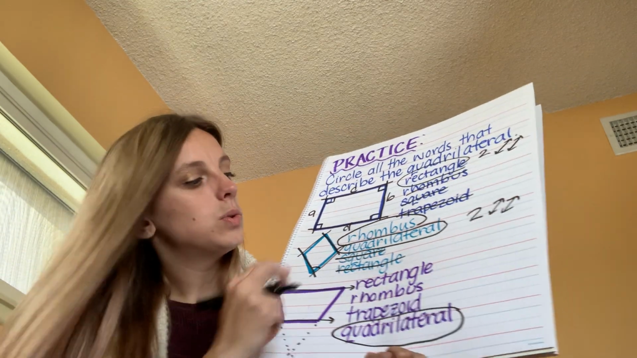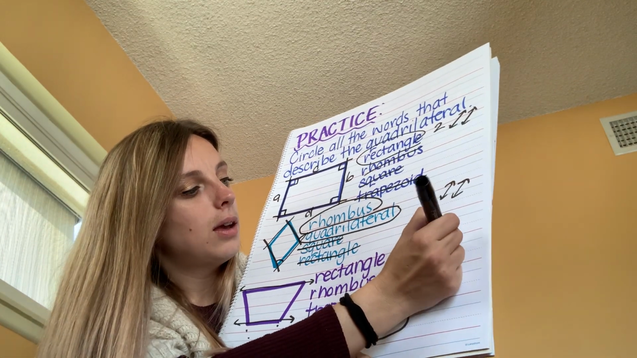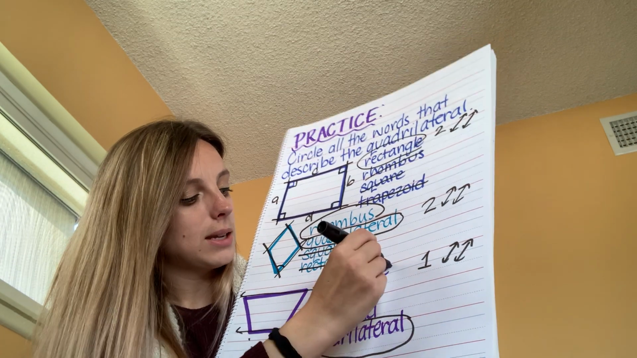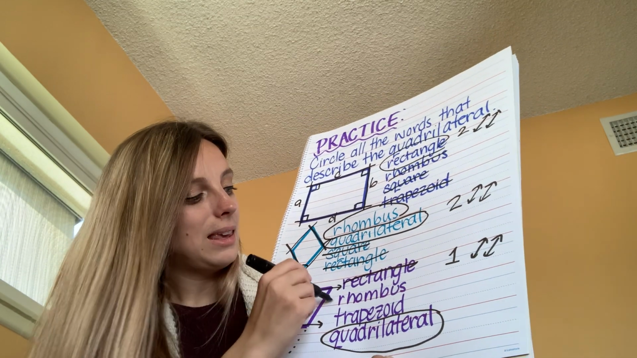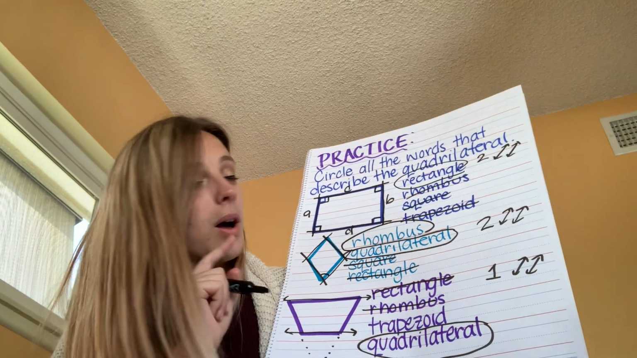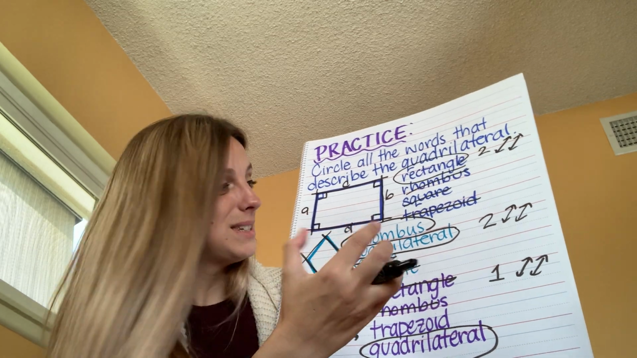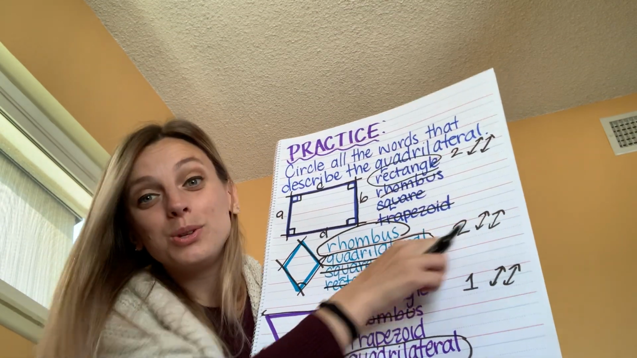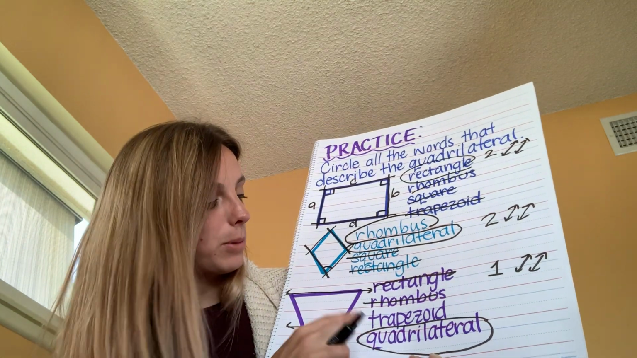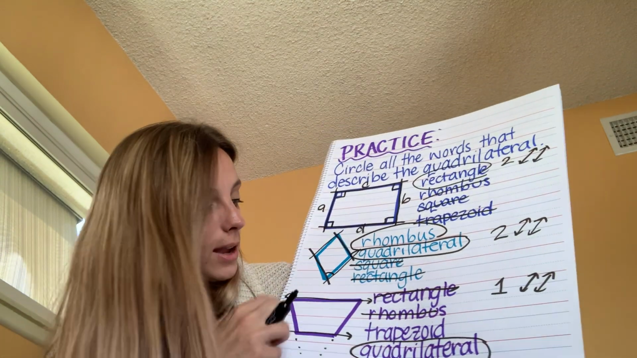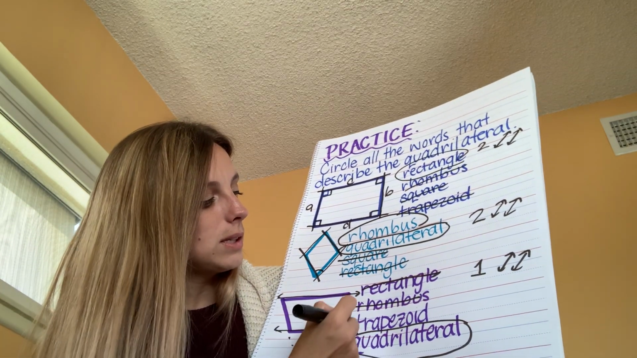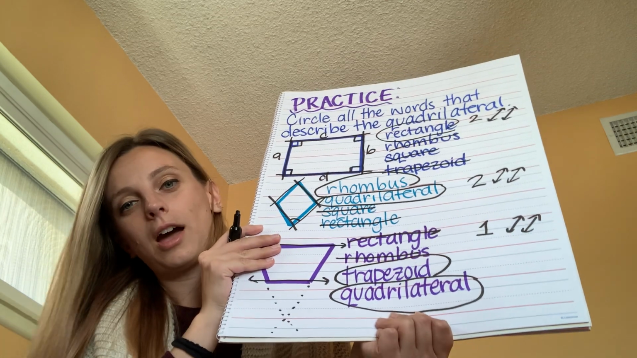So this only has one set of parallel lines, which means that it can't be a rectangle and it can't be a rhombus, because both rectangles and rhombi would have two pairs of parallel lines. So that leaves us with a trapezoid. Remember, trapezoids have only one set of parallel lines, and they can have different side lengths and different types of angles. So this is a quadrilateral called a trapezoid.